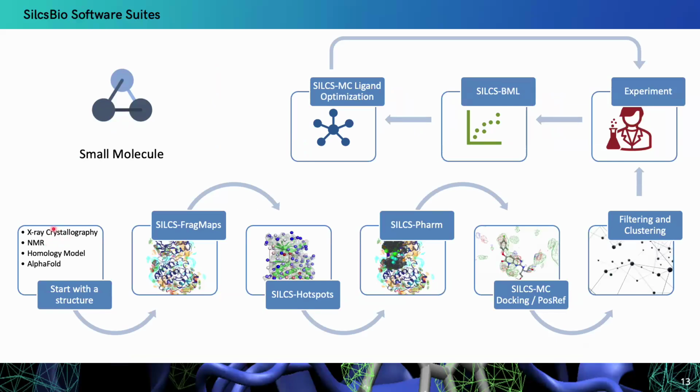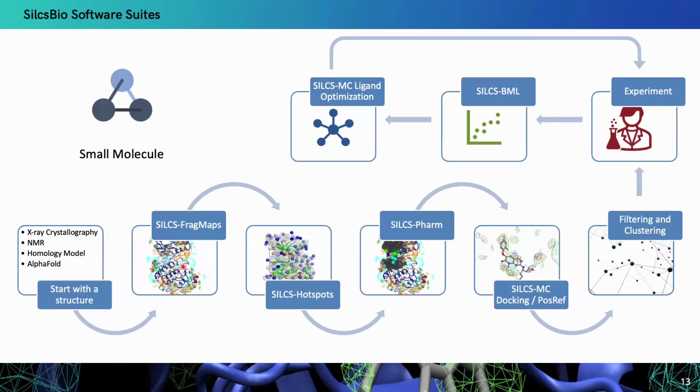This structure can be experimentally determined from crystallography, NMR, or cryo-EM. You can also use homology modeling or AlphaFold to predict the initial structure. This initial starting structure is used as input to SILCS simulations, which generate the SILCS FragMaps. These FragMaps are the basis for the rest of the small molecule suite.